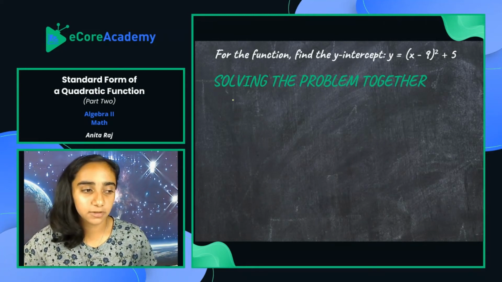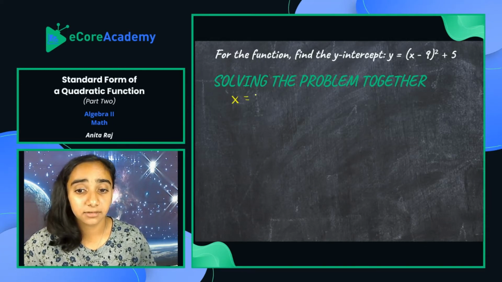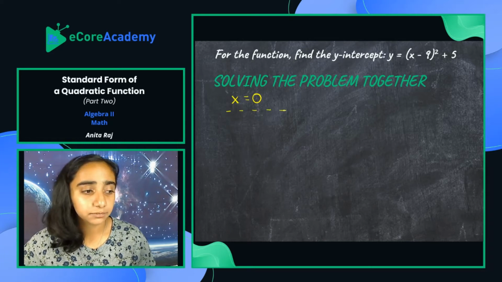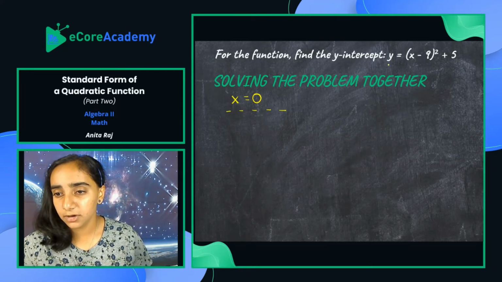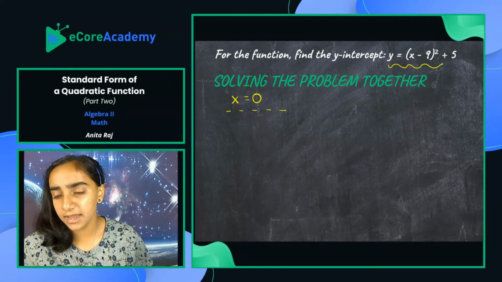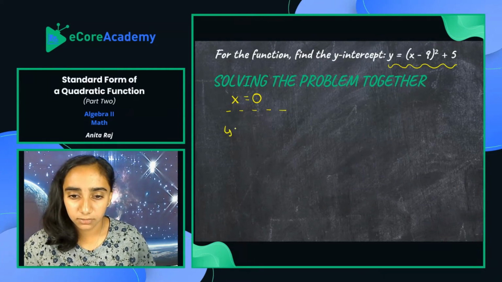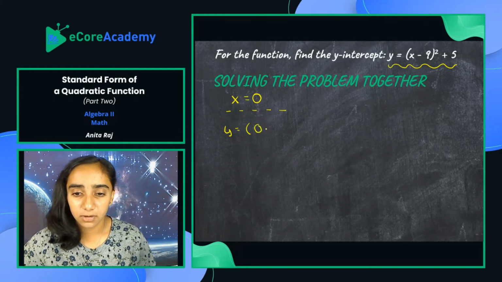Okay, so we're going to be solving the problem together. Let me just remind you, you find the y-intercept when x is equal to 0. That's very fundamental, and remember that. Now we're going to be plugging 0 back into this equation up here. y equals the quantity x minus 9 squared plus 5. So let's do that. y equals, remember we're plugging 0 in for x, so 0 minus 9, that quantity squared, plus 5. Let's work with what is inside the parentheses first.